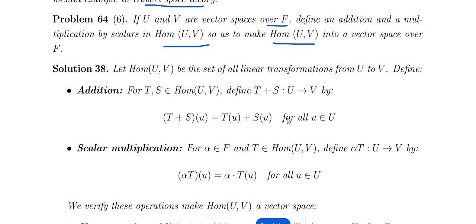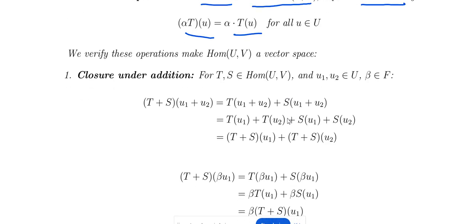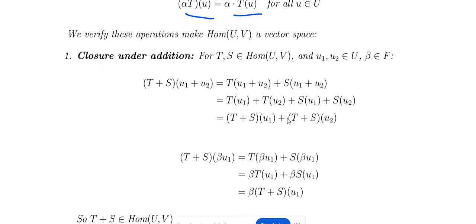How to define this when you take two transformations T and S? When you define T plus S from U to V, then (T plus S) of u equals T of u plus S of u. How to define the scalar multiplication? Alpha belongs to F, T belongs to Hom(U, V). Alpha T is the function from U to V defined as (alpha T) of u equal to alpha times T of u. So under this addition and scalar multiplication, Hom(U, V) is a vector space.